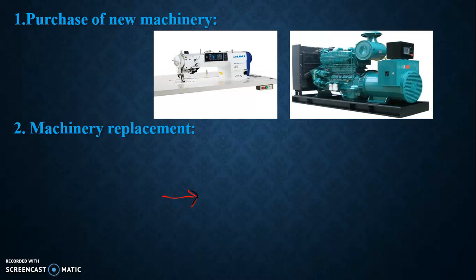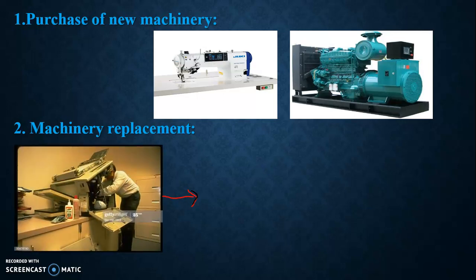Next, machinery replacement. This is another vital decision of a financial manager. Machinery replacement is needed for reducing maintenance cost, increasing product quality, and increasing the rate of production.